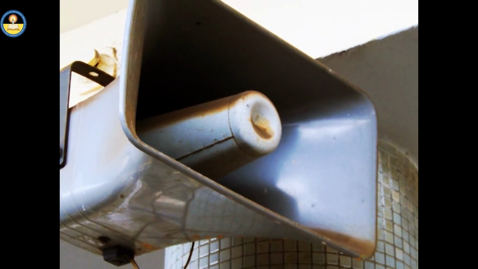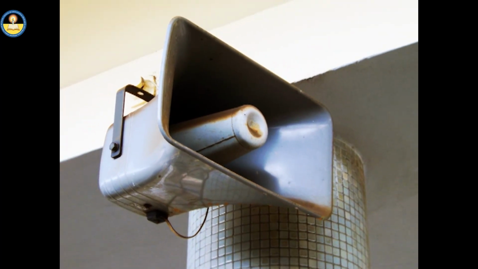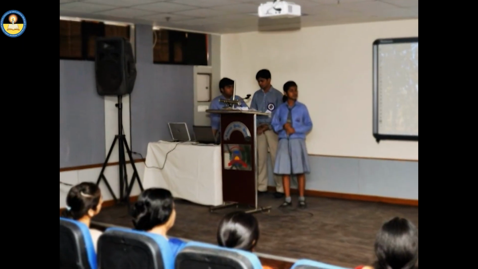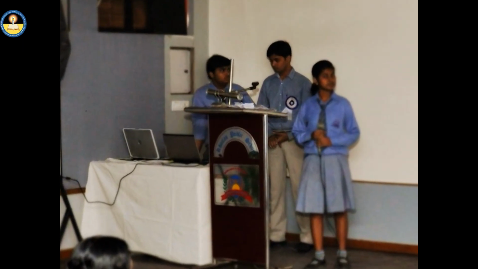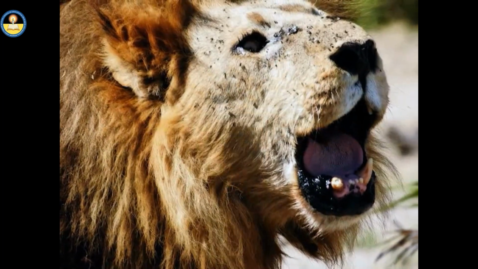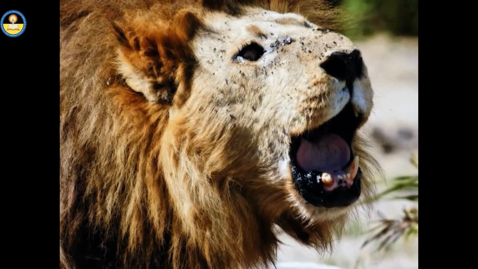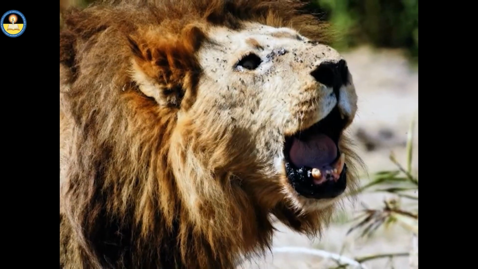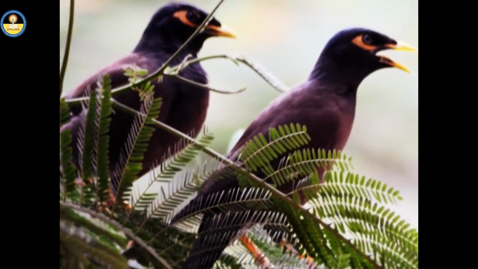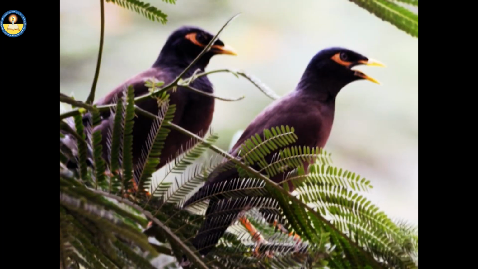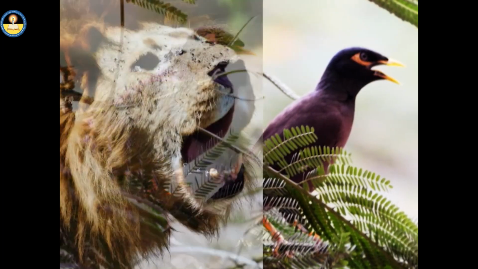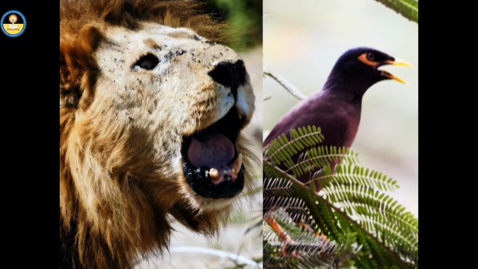That is why sound produced through a loudspeaker, being loud, can travel a larger distance as compared to the sound produced by a human being. The same can be noticed with the sound produced by a lion and by a bird. The sound of the lion is of very high amplitude compared to that of the bird.